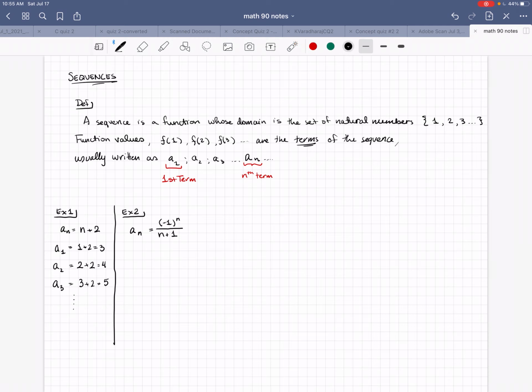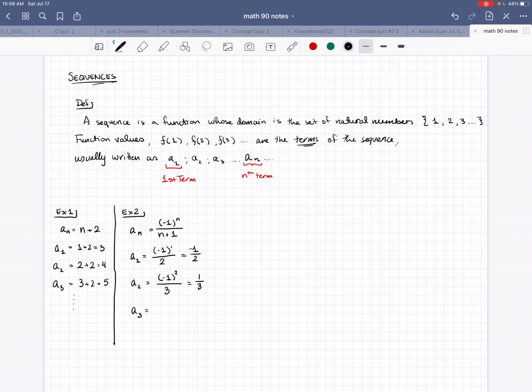So, for example, a sub 1. Well, negative 1 to the first power is just negative 1. And then 1 plus 1 is 2. So the first term of the sequence is negative 1/2. A sub 2, so now you're squaring negative 1. Okay, and when you square negative 1, you get positive 1, and then divided by 2 plus 1, which is 3. So the second term of this sequence is positive 1/3.